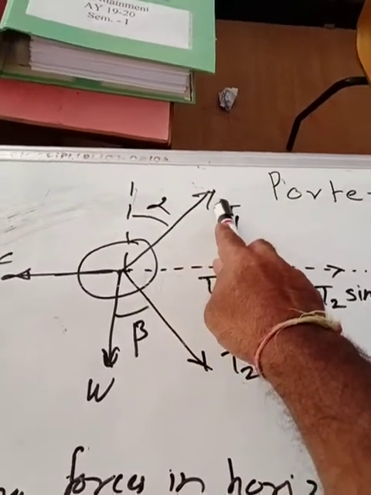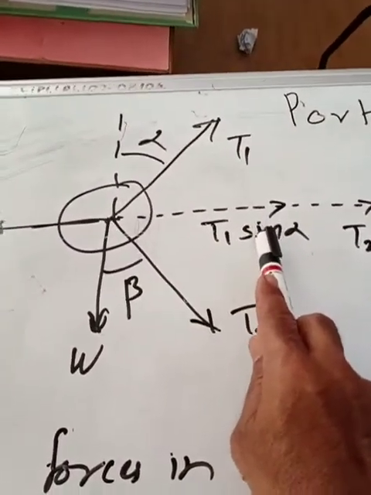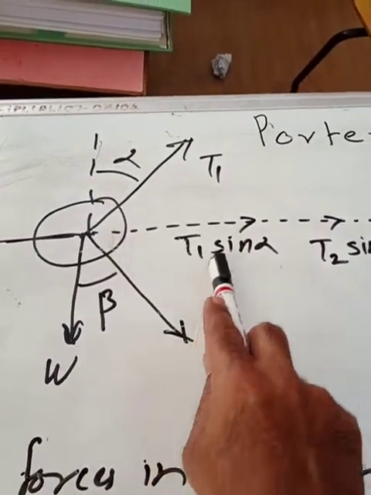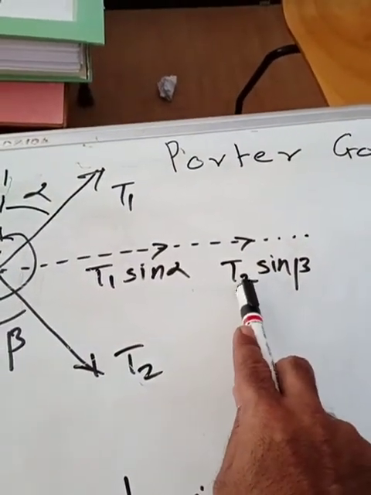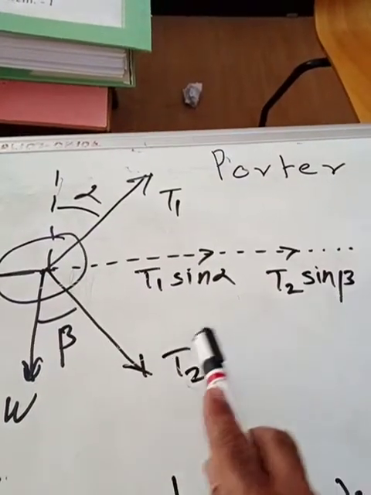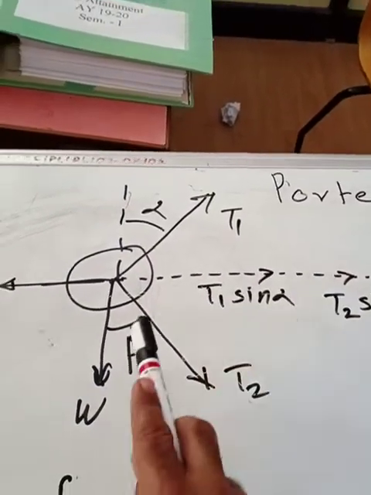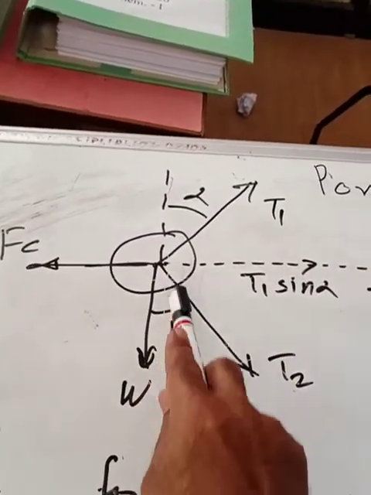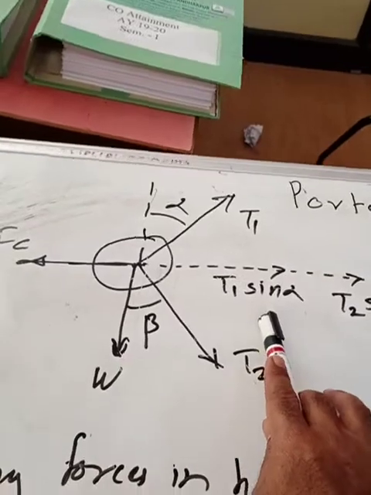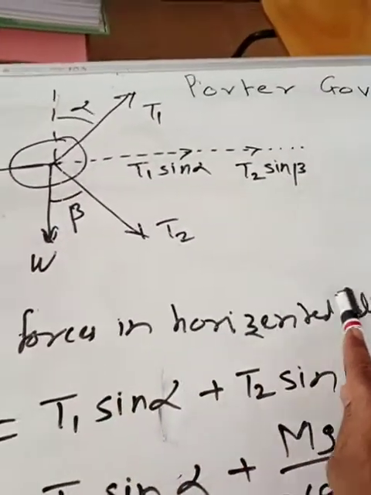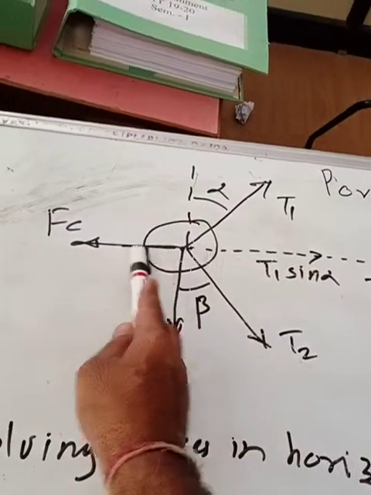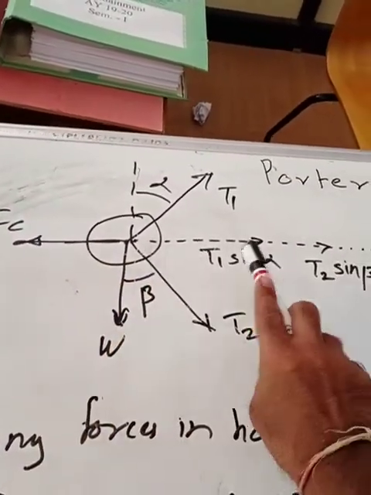Now this component of T1 will get resolved, and this will be T1 sin alpha. Also we are going to resolve this T2 force, that will be T2 sin beta. So T1 sin alpha, this force, and T2 sin beta, this force, get resolved in the horizontal direction. There will not be any equation for this W, because W is acting vertically downward. So if you take any component of W to the horizontal, it will become 0. So we are not going to consider it. Now we will consider the equilibrium in horizontal direction. Only one force is acting towards the left side and the other forces are acting towards the right side.